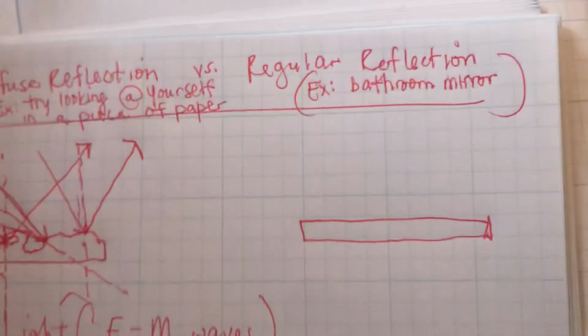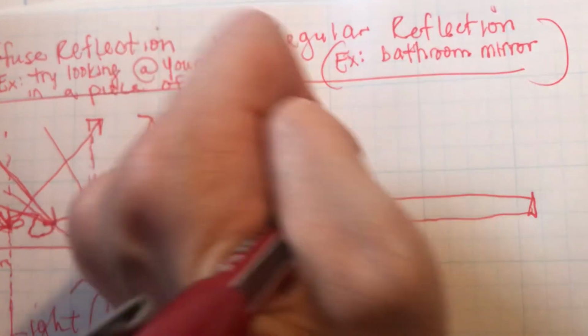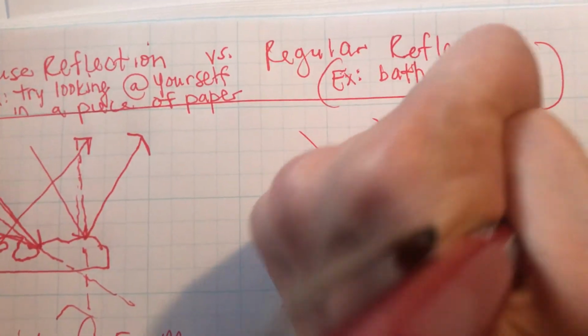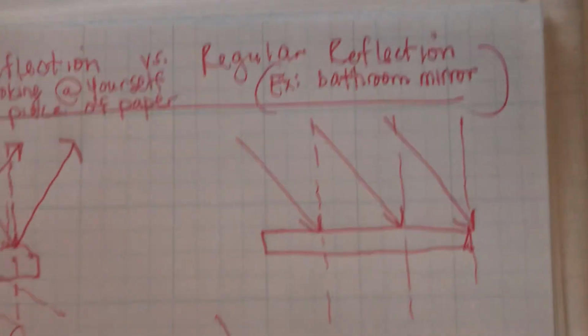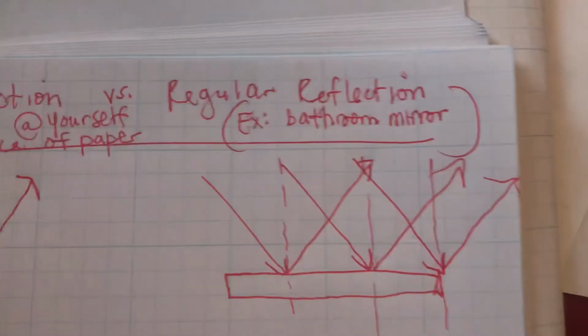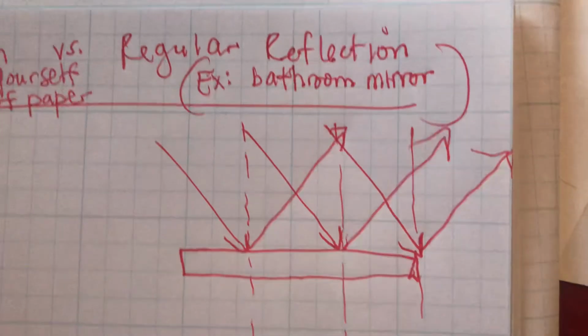On the other hand, with regular reflection, we actually have a smooth surface. What that means is, if we have incident rays coming in from a source, at each of those points, the normal is going to be parallel to each other. And what that means is these rays will all be reflected off at the same angle, and those will produce a uniform image.